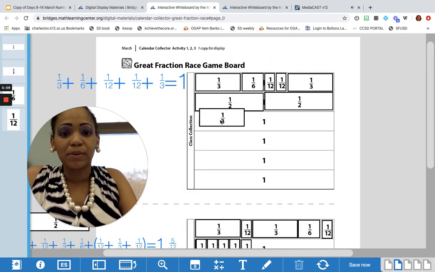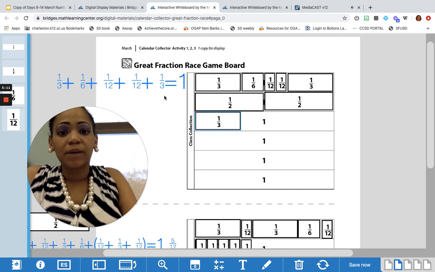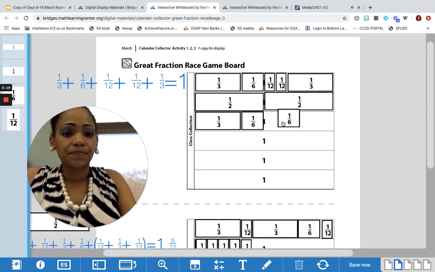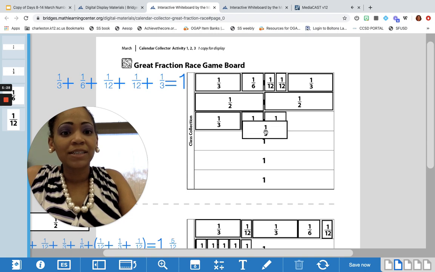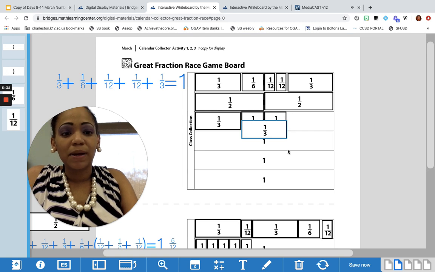I'm going to add my bigger piece first. I have my third, and then I have my 6th, and my other 6th, which should take up the same amount of space as a third if I were to put a third over it, and perfect, it does. Yay. Maybe a little off, but that's okay.